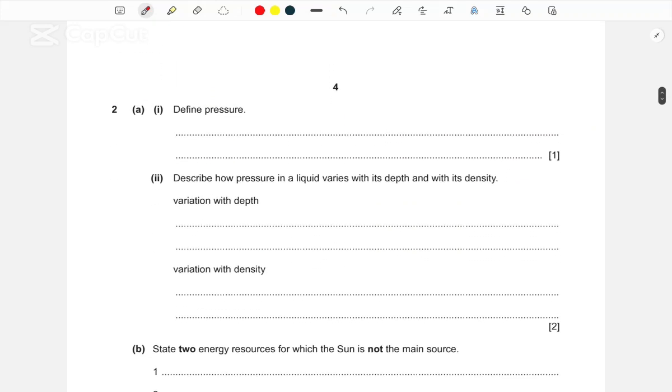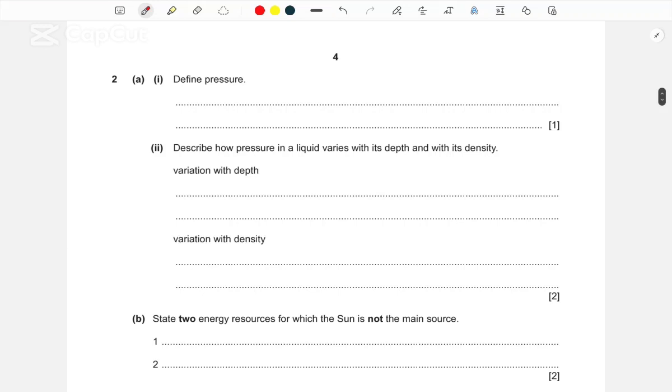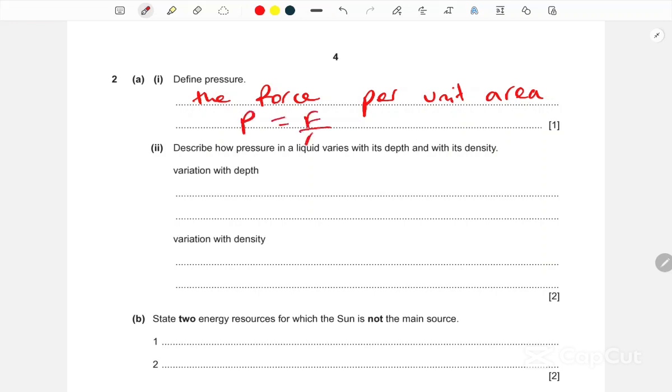Question 2. Define pressure. So pressure is the force per unit area. That's why the formula of pressure is going to be force over area.